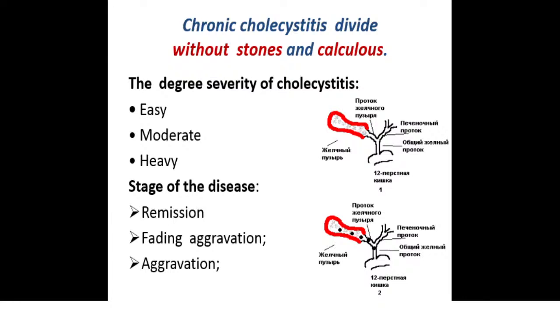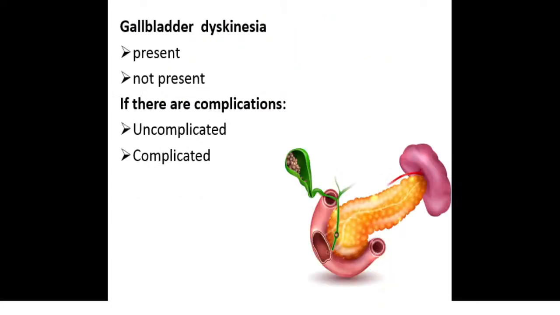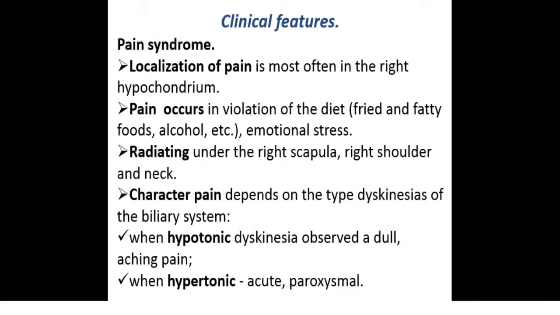The degree of severity of cholecystitis may be easy, moderate, or heavy. The stage of the disease may be remission, fading aggravation, and aggravation. Also the patient may have dyskinesia present or not present. And there may be complications or no complications. Clinical features of chronic cholecystitis. First, the main complaint is pain syndrome.